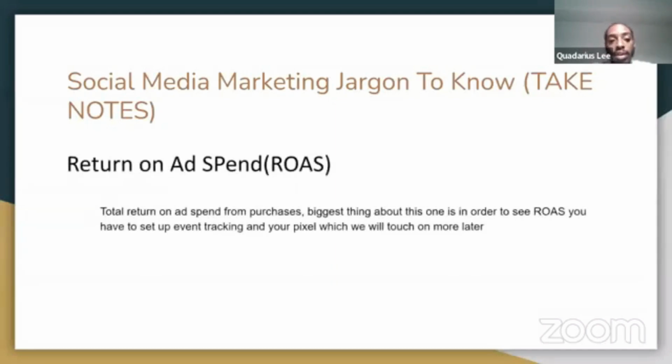Next is going to be return on ad spend. So, total return on ad spend from purchases. Biggest thing about this one is in order to see return on ad spend, you have to set up event tracking in your pixel, which we will touch on a little bit more later. But return on ad spend is going to be very important. Return on ad spend is going to tell you whether your ads are profitable or not. If your ads are not profitable, obviously you got to cut them and you got to try a different strategy, or else you'll just be giving your money to Facebook.